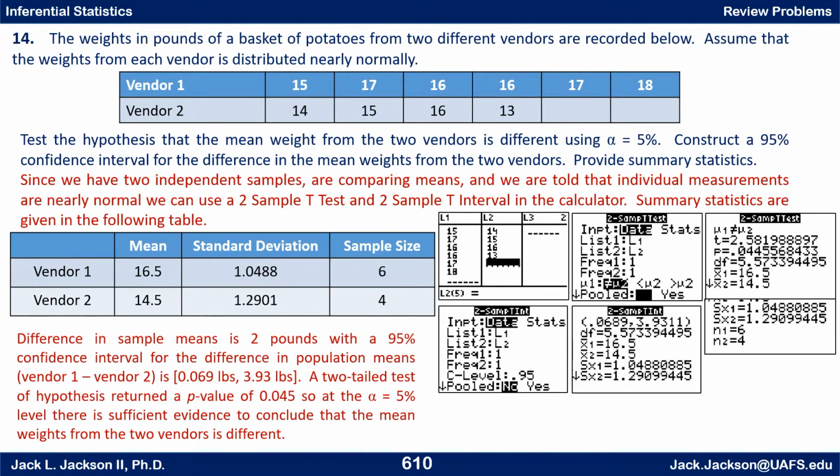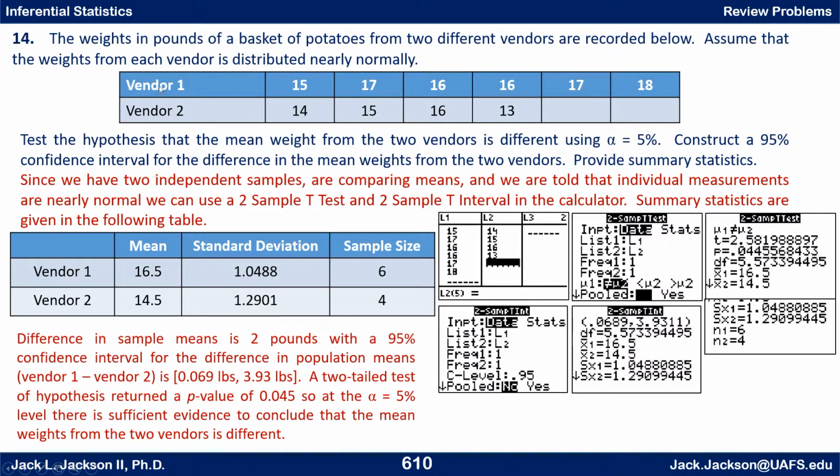All right, hopefully you worked this out on your own. You realize that this is not paired data. They're not even the same sample size, so that's certainly not. They're independent samples, so this is a two-sample situation. If each vendor's weights are distributed normally, or at least close to it, then we're doing hypothesis testing on two independent samples. The population standard deviation is not given to us, so this is a two-sample t-test and a two-sample t-interval. So we just run those programs on the calculator.